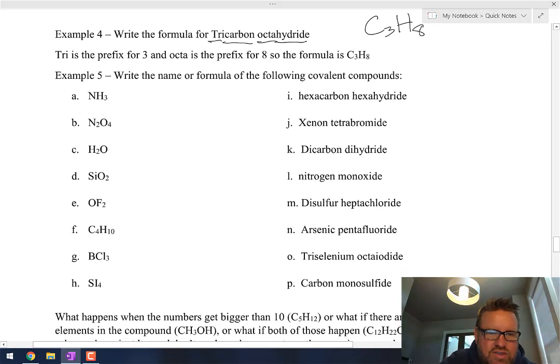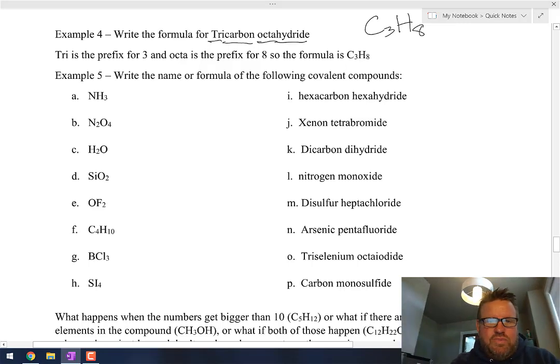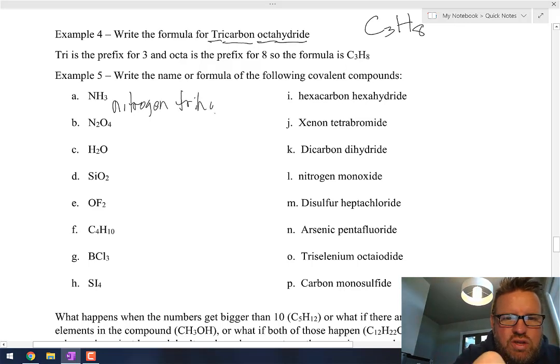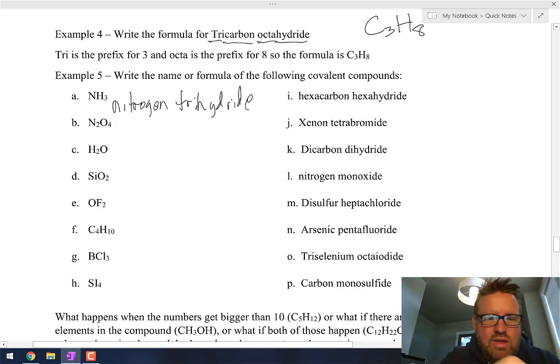Okay, example 5. So let's go through these. Again, this might be a good time for you to stop, practice a little bit, make sure you understand this, and then you can check your answers with mine if you want to pause the video and test that out. Okay, so letter A, the correct name of that would be nitrogen trihydride. Letter B is dinitrogen tetra oxide. Tetra meaning 4, di meaning 2.